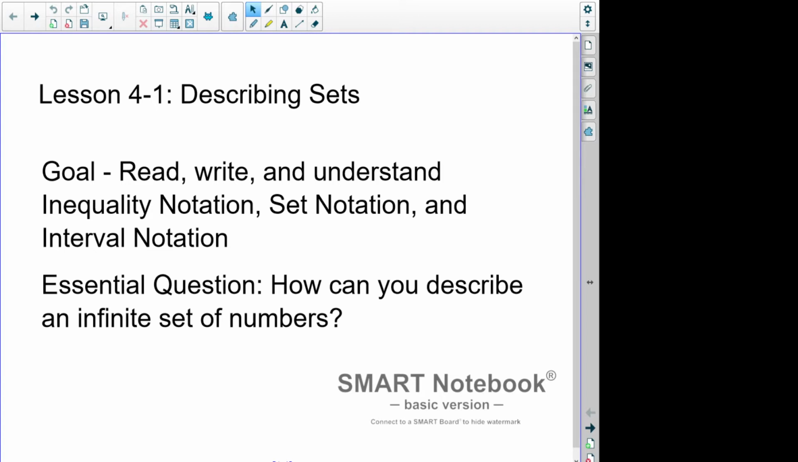So when we talk about sets of numbers, one of the things that we run into is that a lot of times those sets of numbers are infinite, and if I were to try to list out all of those numbers, it simply wouldn't work. There's no way to do it. So instead of listing them out, we actually come up with a description of them. And so these three methods here are the most common ways of describing sets of numbers.